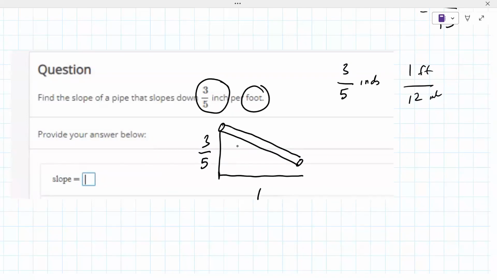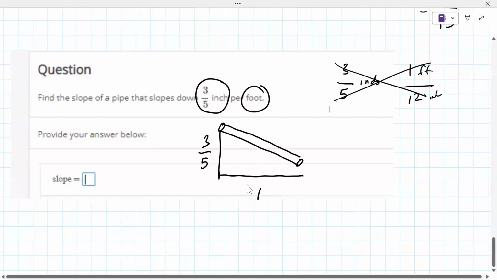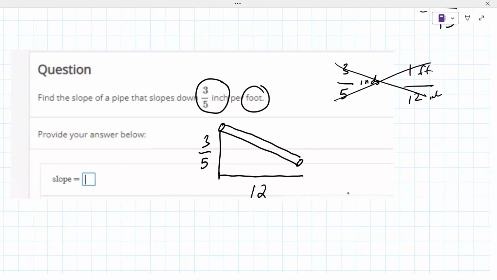Is that really the best way to do this? I don't know. This is really an odd question. I feel like no matter how I do this, it's going to be confusing for you because it's just a weird question. So let's not do that. Let's convert feet to inches. 1 foot is really 12 inches. Is that okay? Yeah. All right.